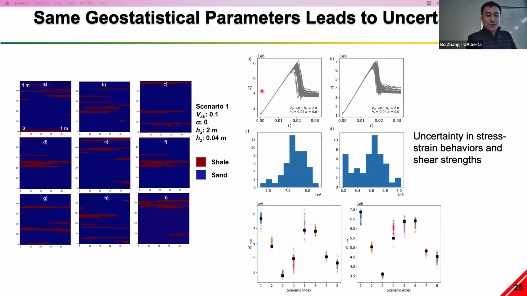And that will actually lead to different stress strain behavior and definitely different shear strengths. So that means our ANN model is not able to quantify those uncertainties in the stress strain behavior, because we have to use the parameters, the realizations, at the very beginning, using geostatistical parameters. So those are the variations of the shear strength as it shows here. And now our ANN model can only give you one prediction, which is not ideal for risk assessment, right?